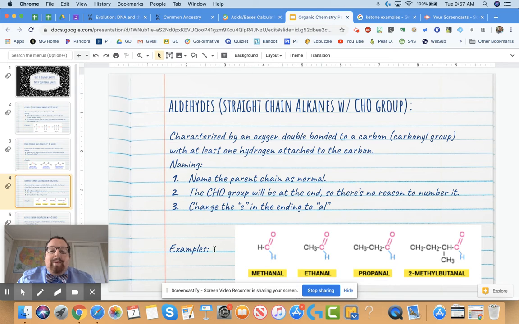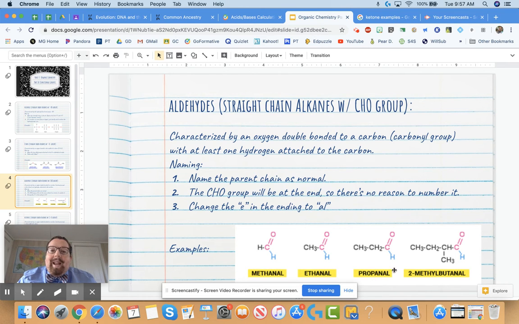To name these, name the parent chain as normal. Since that CHO group is at the end, there's no reason to number it because we know it's always at the end. And then you change the E on the ending to AL. So instead of methane here, meth because there's 1 carbon, we call it methanal. And then ethane would turn into ethanal.